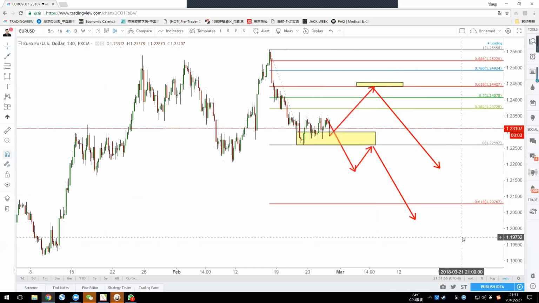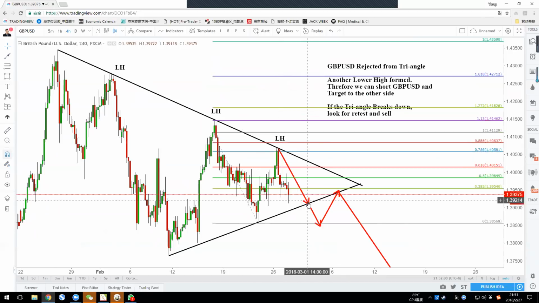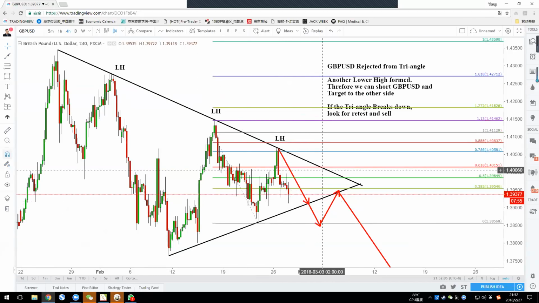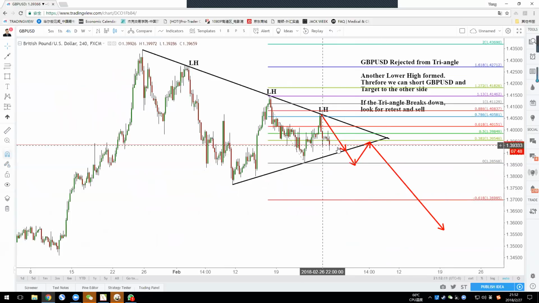Okay, let's go to sterling. Sterling dollar, all right? Take a look at this triangle here. There will be some bounce, all right? So if the bounce goes up again, you can sell again or trade the breakout downside, okay? So sterling, I think not much to say, but find the time to short, right?